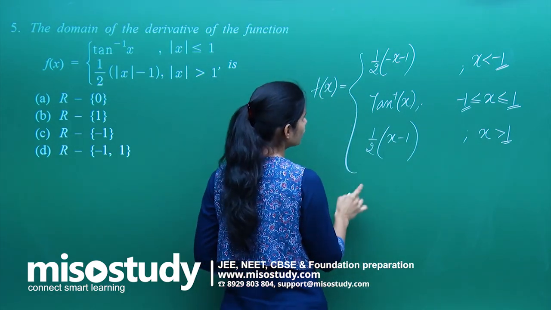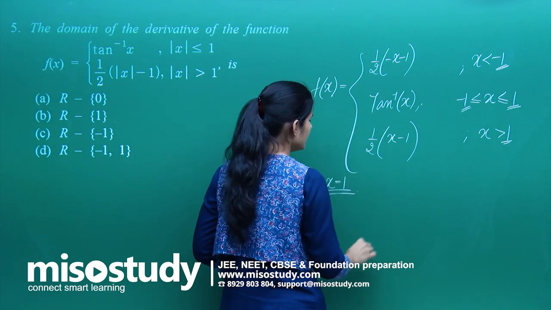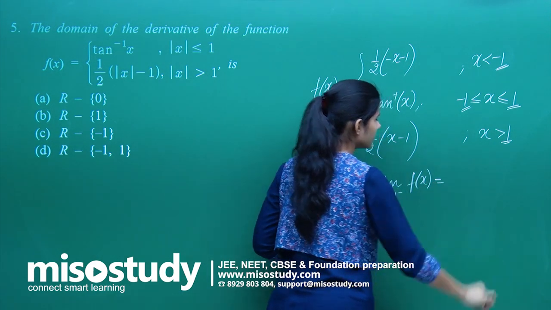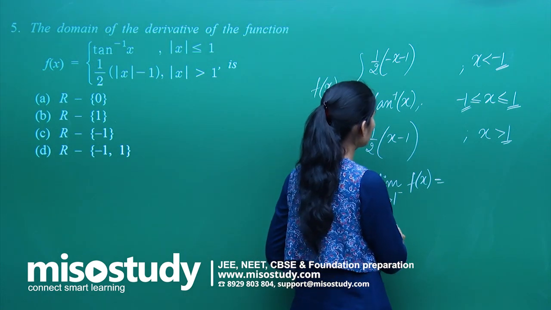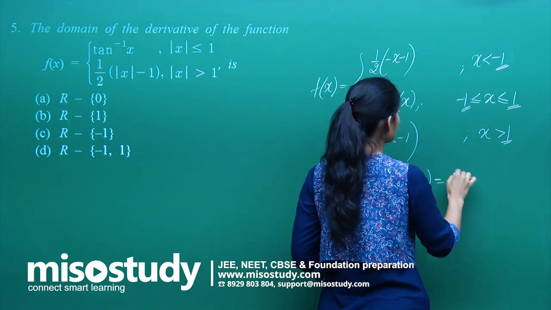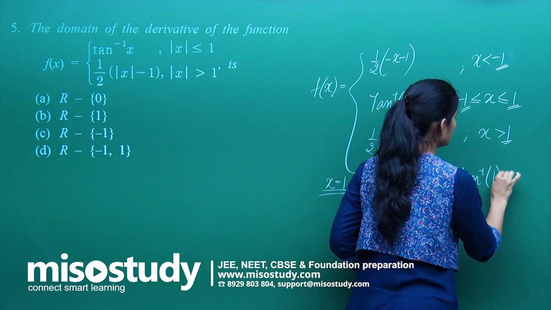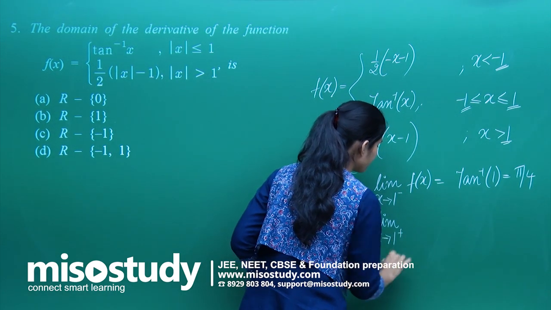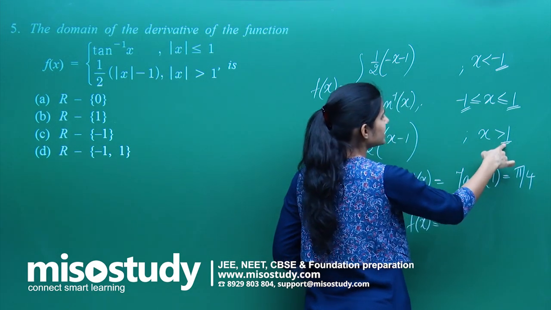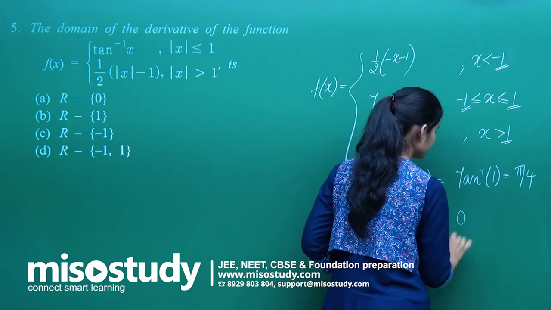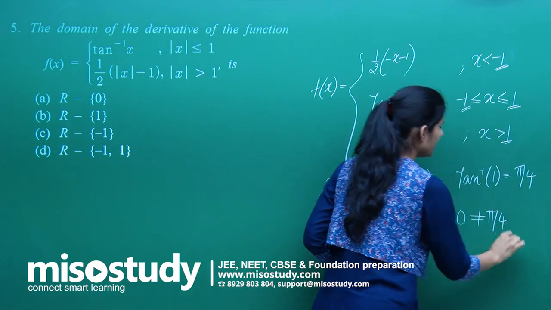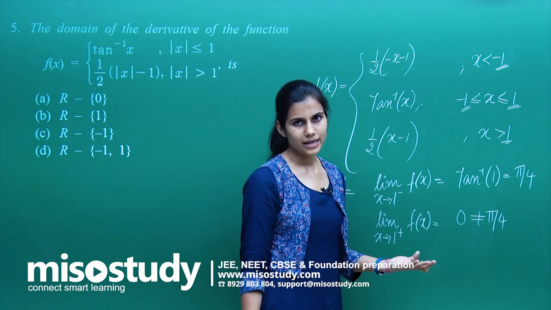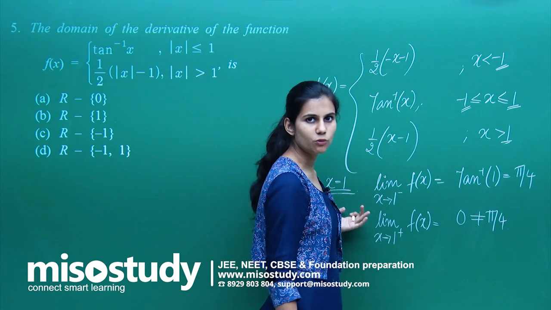So first of all, let me talk about x equals 1. Limit x tends to 1 from the negative side of f of x. What is this? From the left, x tends to 1 from the negative, it is tan inverse 1, which is pi by 4. And limit x tends to 1 from the positive is 0, which is not equal to pi by 4. That means f is discontinuous at x equals 1. Not continuous at a point implies not differentiable at that point. So the function is not differentiable at x equals 1.